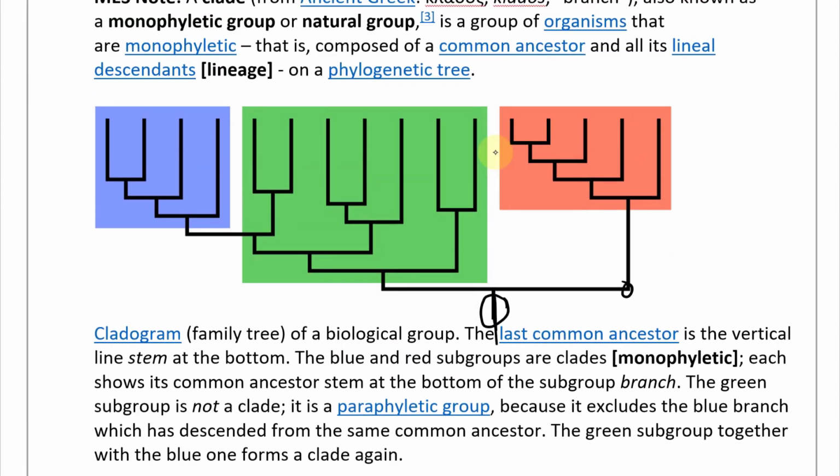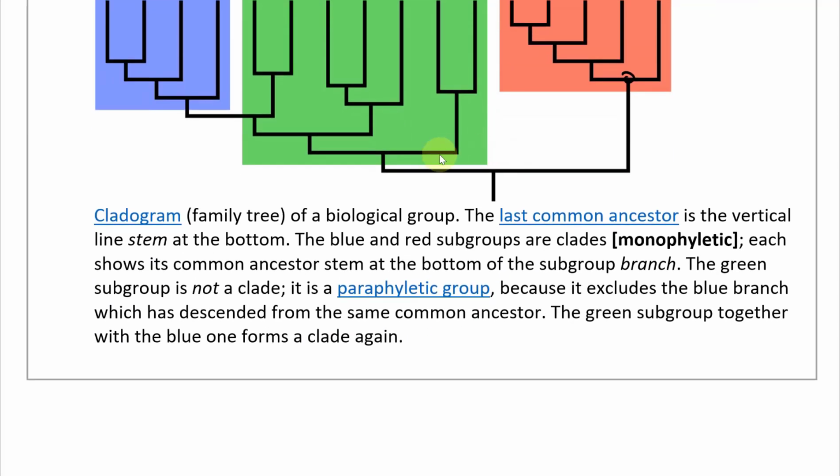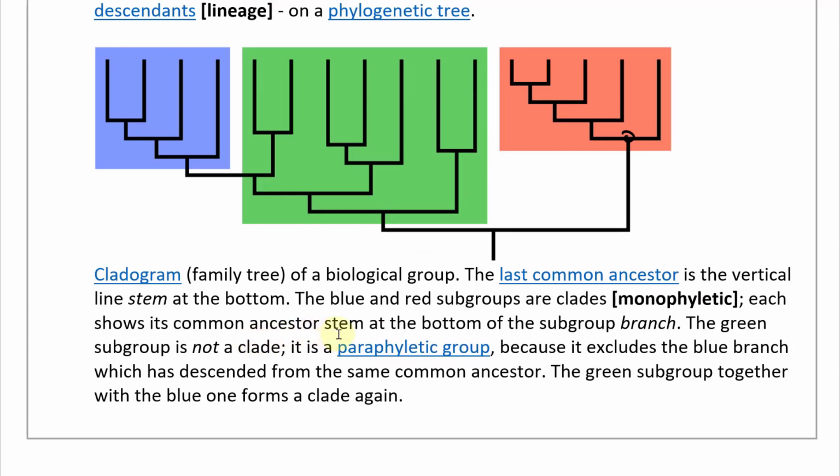So this lineage right here, or these lineal descendants, or this line going all the way down, is the last common ancestor of all of them. But then each one of these lineages has a common ancestor here, and this is a clade. So the blue and red subgroups are clades, which are monophyletic. Each has its common ancestor stemming at the bottom of the subgroup branch. So you have these blue and red clades, like that.